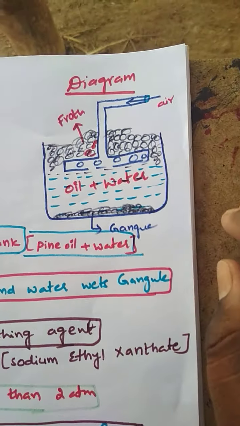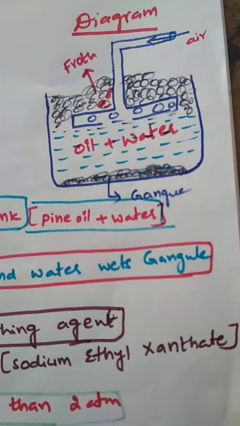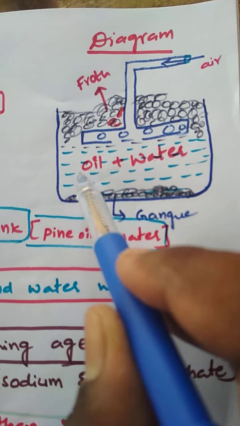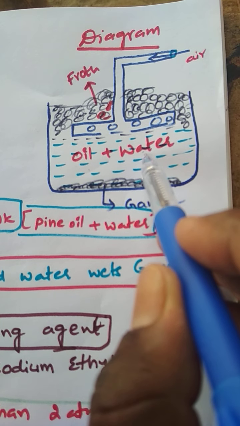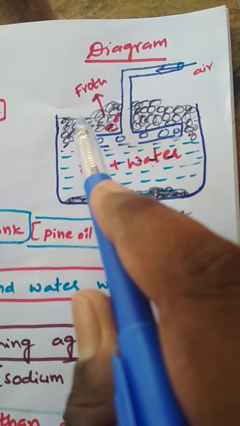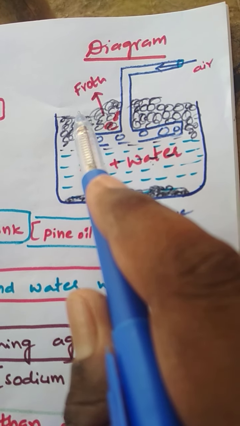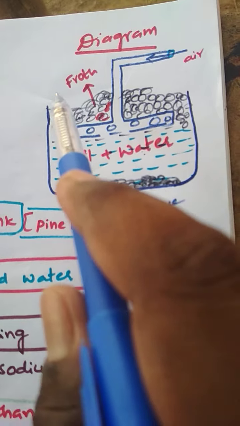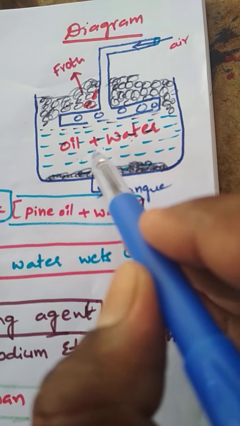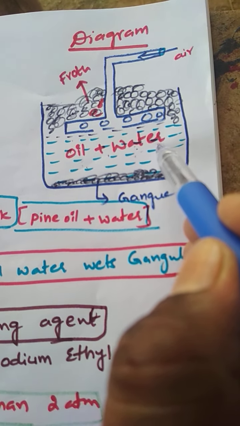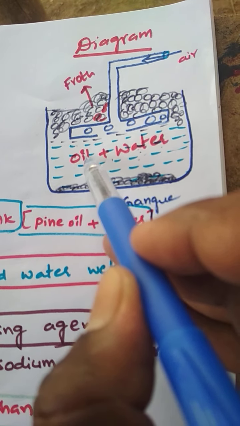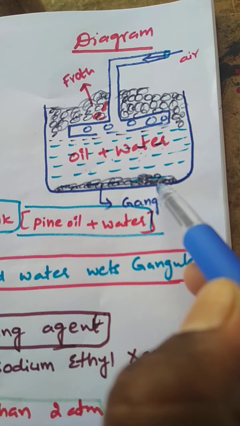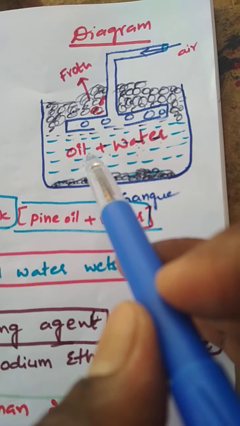Now look at the diagram. This is the froth flotation method. Here we have a big tank which contains oil plus water, mainly pine oil or olive oil. First of all, take the sulfide ore and convert it into powder. We suspend the powder in the tank. Here the oil can wet the ore particles and water can wet the gangue particles. So we have to collect the ore from the oil.